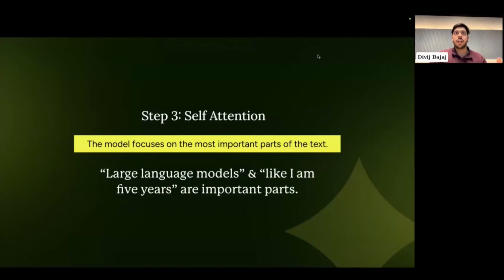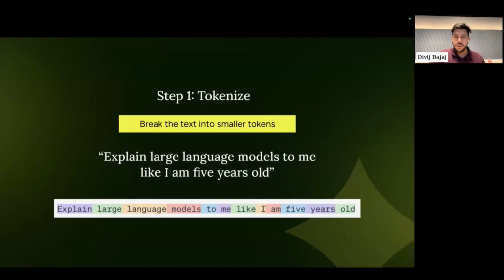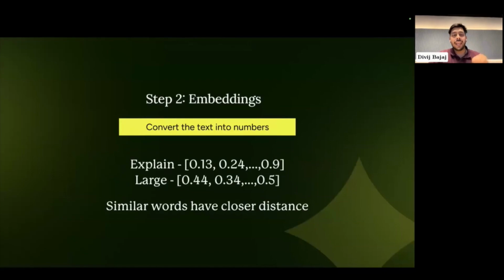Just a quick recap. We break down my input sentence into tokens, which is breaking down my sentences into words. Second step, introducing a meaning to it by introducing embeddings.